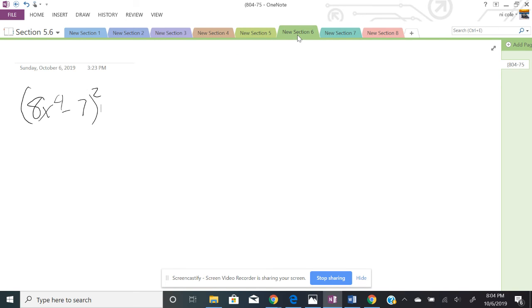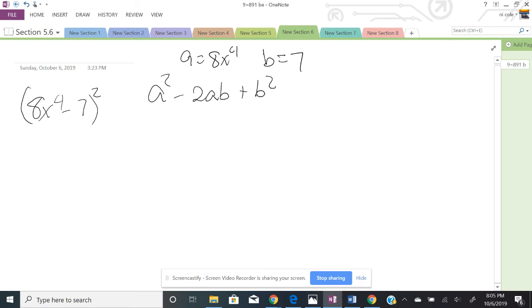All right. Ooh, another one. So again, my magic rule is a squared minus 2ab plus b squared. A is equal to 8x to the 4th, and b is equal to 7. So here I would have 8x to the 4th squared minus 2 times 8x to the 4th times 7 plus 7 squared.